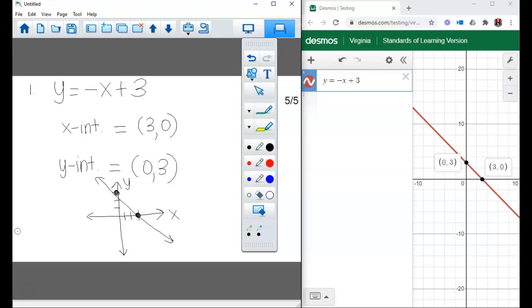So this is what you're going to do. You're going to use the calculator to draw the graph. Write down the x-intercept, which is where you hit the x-axis, the y-intercept, which is where you hit the y-axis, and then you're going to use those 2 points to sketch what you're seeing on your calculator screen on paper. So this first one is done.